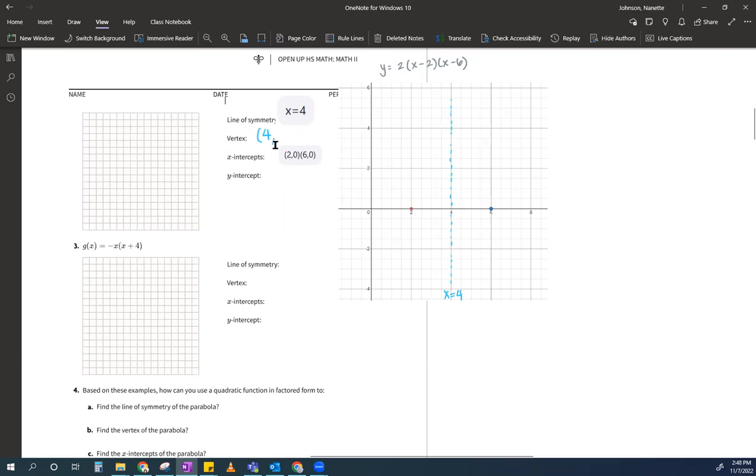Let me say this again. Because I know my x is 4, Ms. Johnson, how did you know x is 4? Because it goes through the line of symmetry. Your vertex has to go through your line of symmetry, right? Where would my vertex be? Well, if I know my x, how would I find my y? What could I do? If I know my x, how could I find my y?